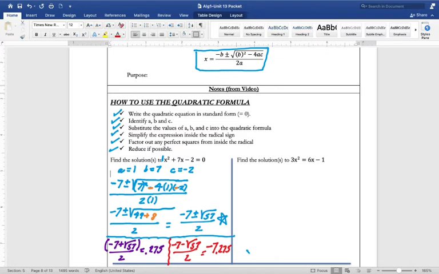So sometimes we'll ask you to change it into a decimal. That kind of gives us a little better idea where it is on the number line. Sometimes we'll just leave it in simplest radical form. Let's look at the second one together.